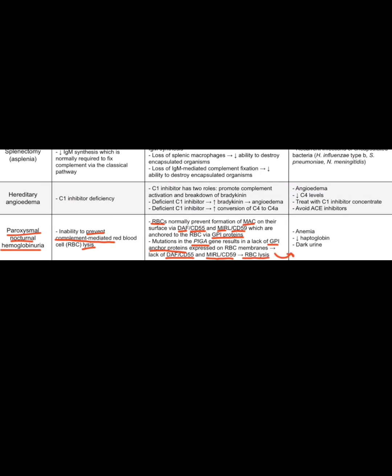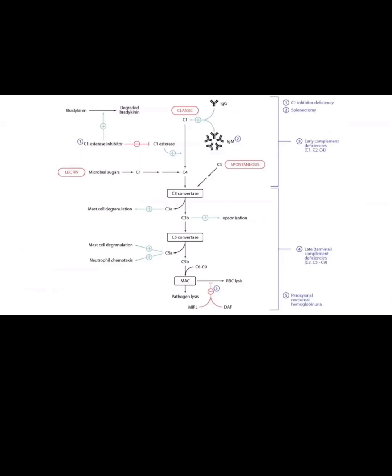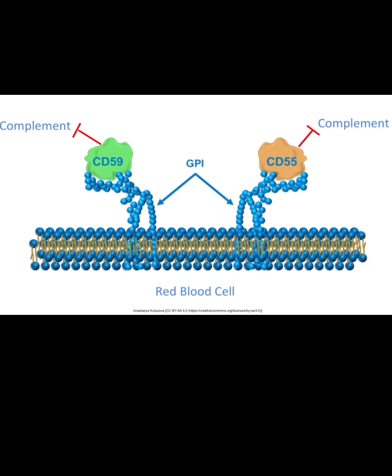Ultimately, this results in anemia, decreased haptoglobin, and dark urine. Going back to this image, you can see that normally MERL and DAF will inhibit RBC lysis, but when this system fails, these patients will get paroxysmal nocturnal hemoglobinuria, or PNH. This image demonstrates this idea. This is the red blood cell membrane, and we can see CD59 right here, also called MERL, and CD55 right here, also called DAF. As a quick review, do you remember what DAF stands for? Decay accelerating factor. What about MERL? That stands for membrane inhibitor of reactive lysis.